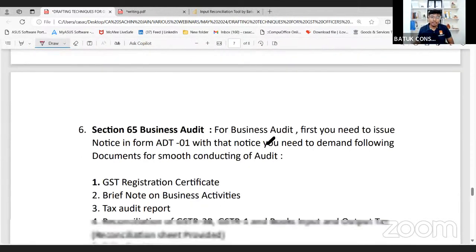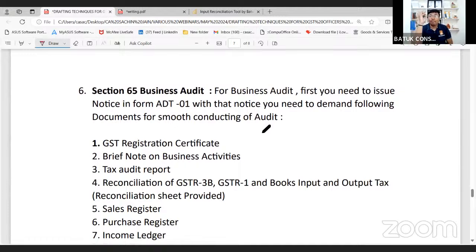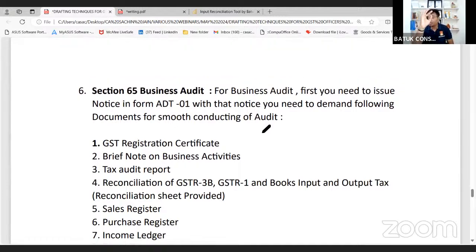Now we'll discuss the most important, most crucial topic, which is departmental audit, business audit, under section number 65.